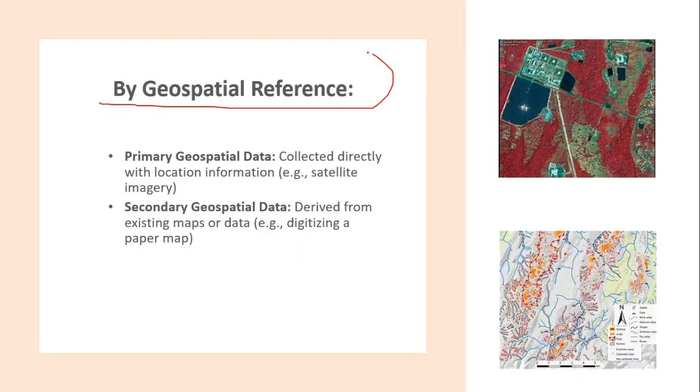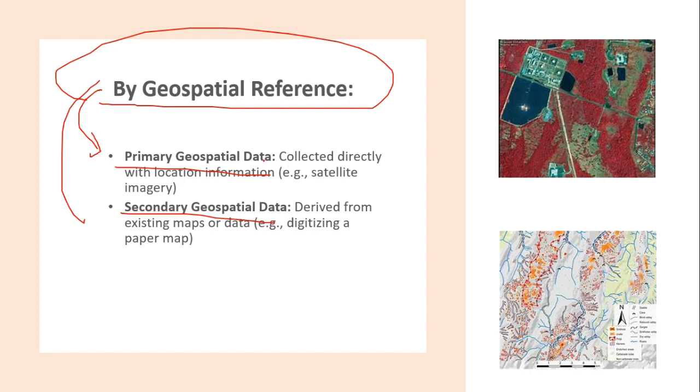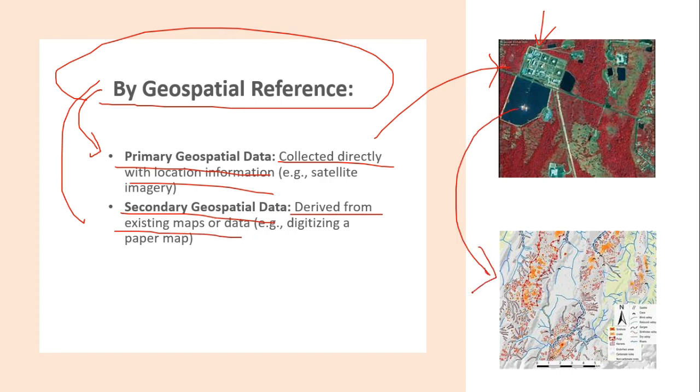Then we have the second classification, by geospatial reference. There it is also of two types, primary geospatial data and secondary geospatial data. Primary geospatial data is the same as primary data, collected directly with location information, like satellite imagery collected in the first place using satellites. Secondary geospatial data is derived from existing maps or data. So by using the primary data, we create maps, do the digitization, and get more information from that primary data. Then these prepared maps can be used as secondary geospatial data.